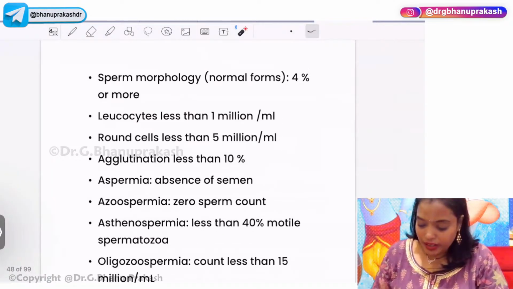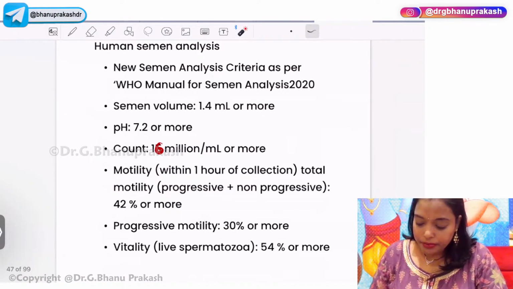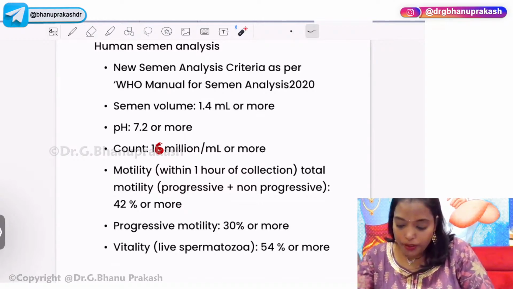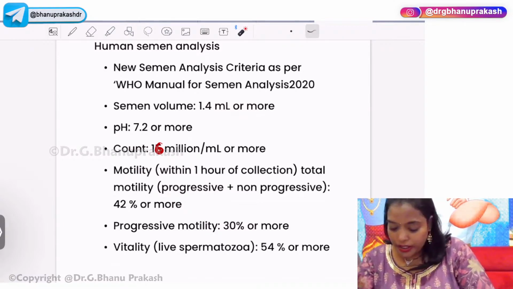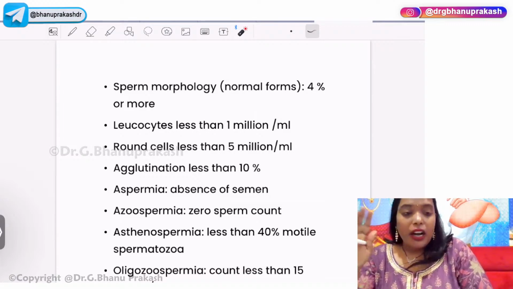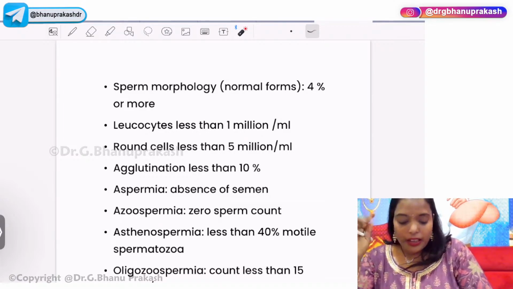Once again, we'll discuss this. Try to memorize it now. Volume 1.4 ml or more. pH 7.2 or more. Count 16 million. Motility 42%. Progressive motility 30%. Vitality 50%. Morphology 4%. Leukocytes less than 1 million. Round cells less than 5 million. Agglutination 10%. Aspermia means complete absence of semen.